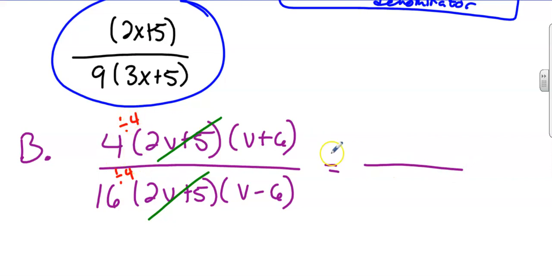So 4 divided by 4 is 1 on the top, but because we've got the v plus 6 already here, you don't have to put the 1 in. You can leave it off. 16 divided by 4 is 4, and then we've got v minus 6.